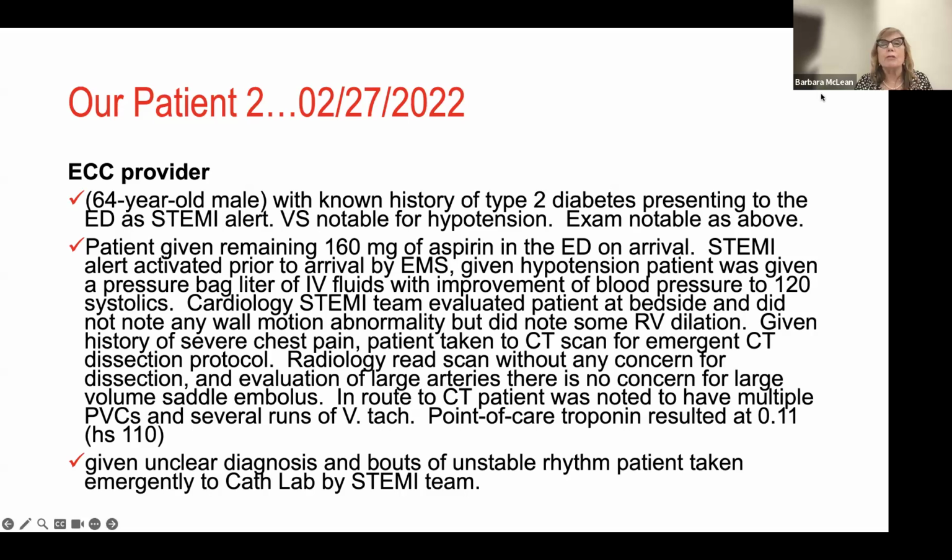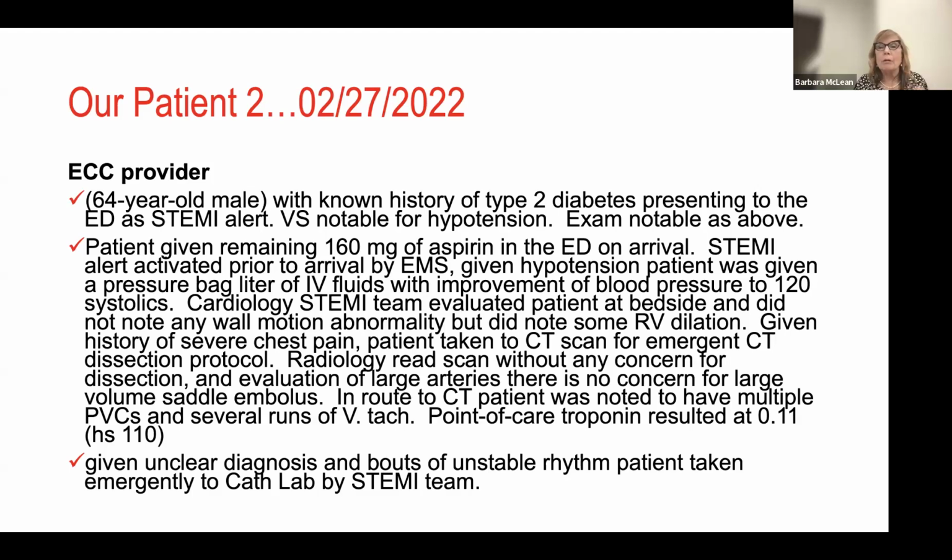Okay, so let's take a quick look at a patient. A patient admitted to the emergency department on February 27th, 2022, a 64-year-old man, known history of type 2 diabetes, comes to the ED as a STEMI alert, alerting the cath lab from the ambulance. He's notable for hypotension, and they gave a full exam and a lot of information. But he got 160 milligrams of aspirin in the ED when he arrived. STEMI alert was activated prior to arrival by EMS, and because of his hypotension, he received a pressure bag of 1 liter of sodium chloride, and his blood pressure improved to 120 systolic.